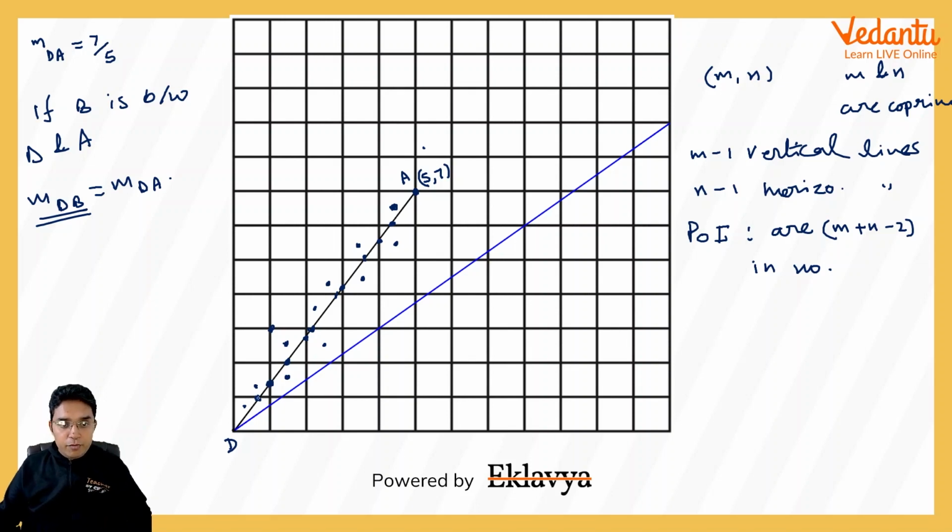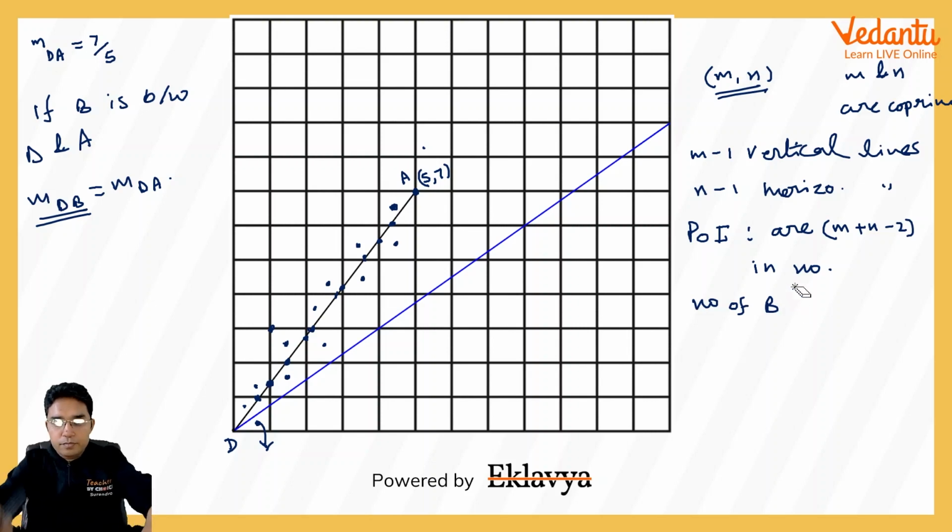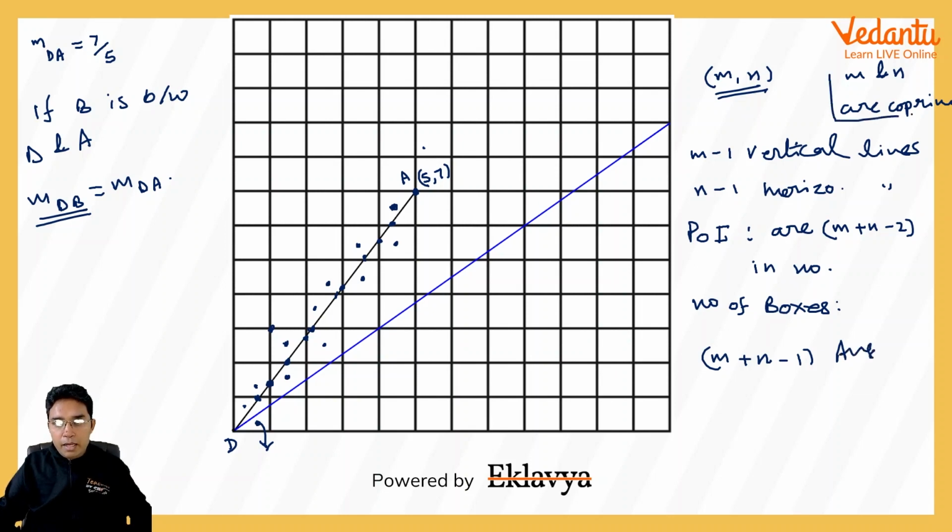Because even before it intersected the first horizontal line or the first vertical line, it was passing through this box here. So this box is coming even before the first intersection of this line DA with any of the horizontal or vertical lines. So in the case of m comma n, the number of boxes that it will be intersecting would be this, just add one more here. So m plus n minus 1 will be the answer if m and n are co-prime.